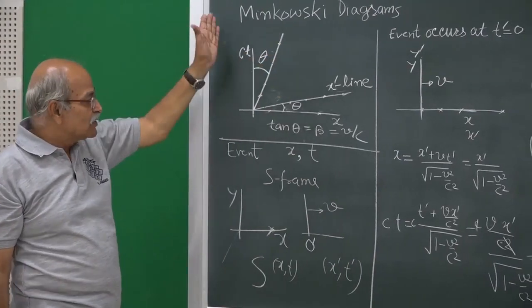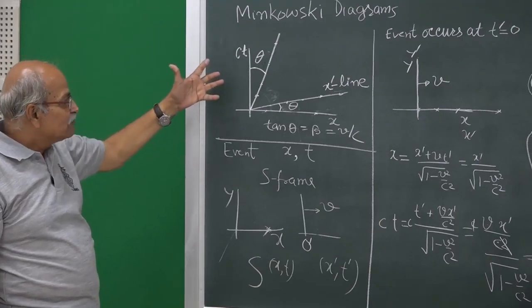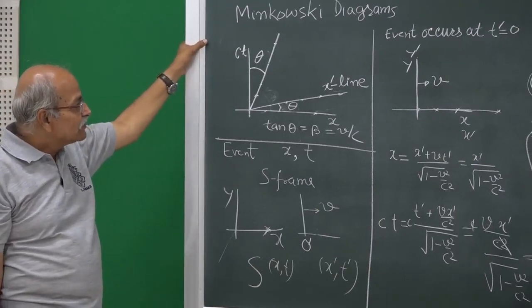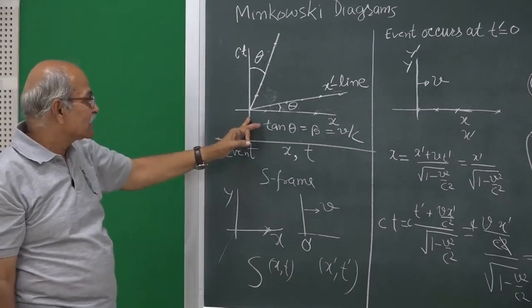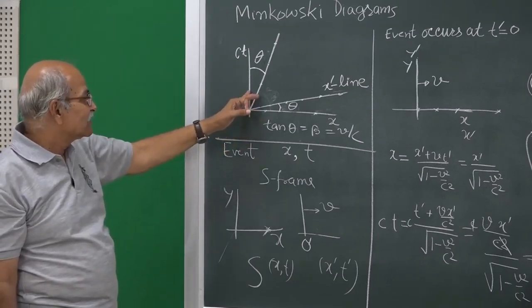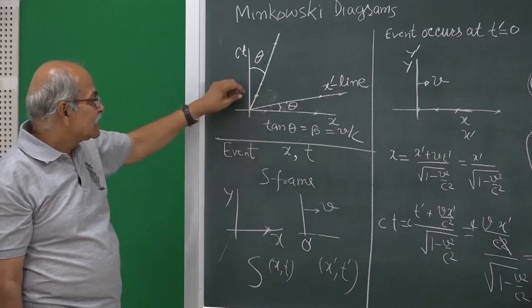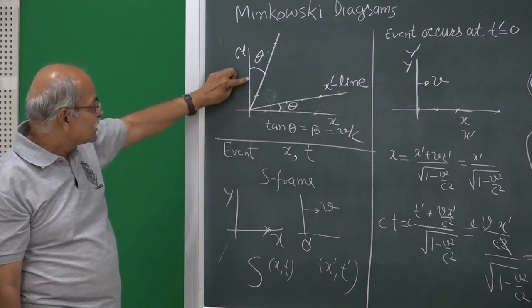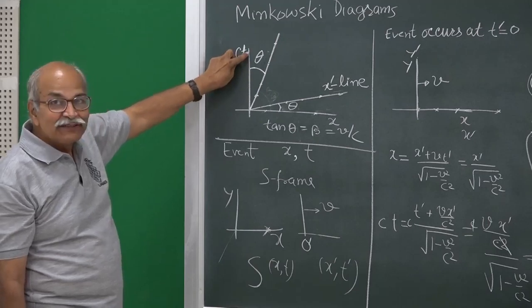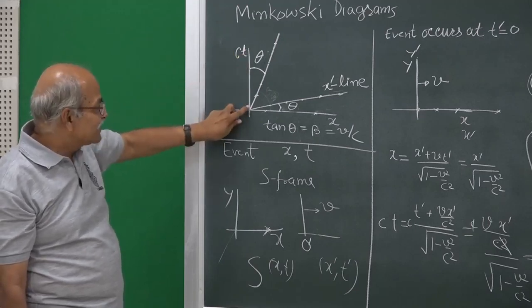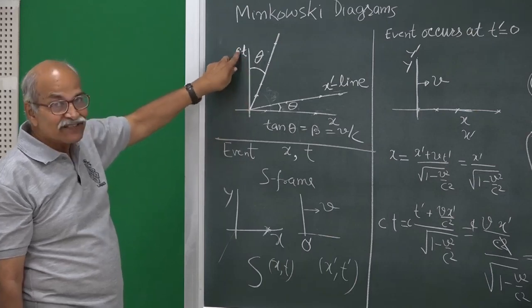And if x prime is equal to 0, what does that mean? That means it is like the t axis. Suppose I am on this axis. What is x here? 0. What is x here? 0. What is x here? 0. So, if I collect all the points for which x is equal to 0, that is my CT axis.